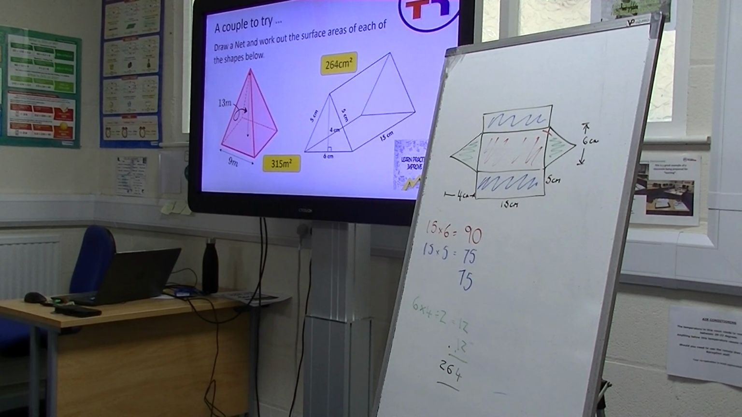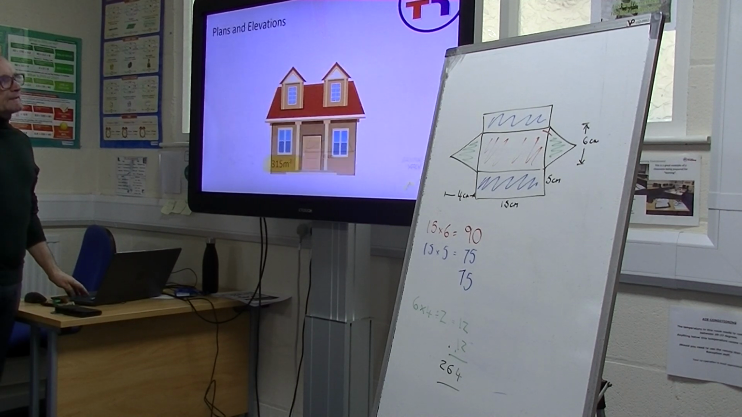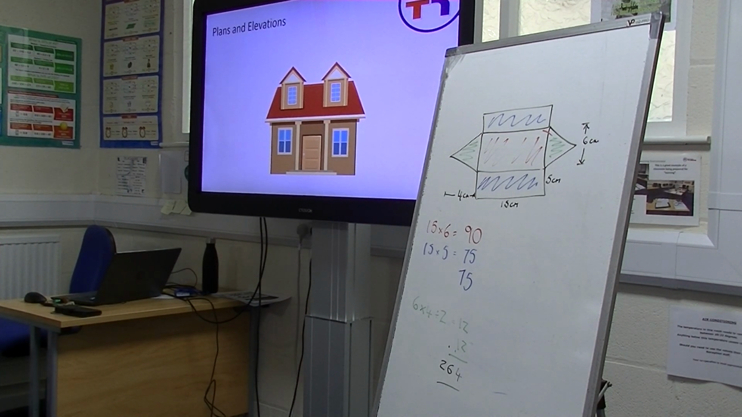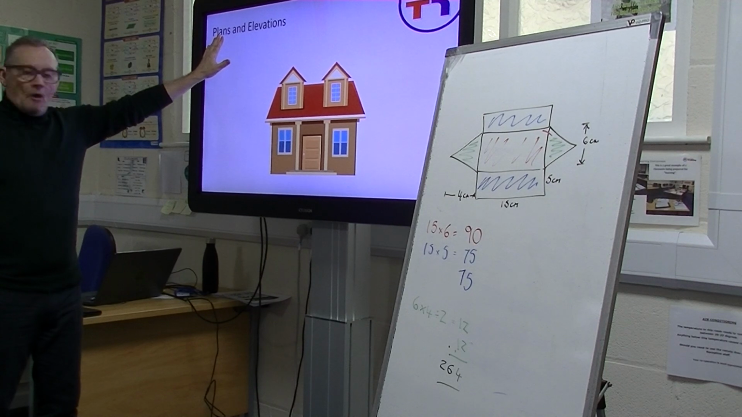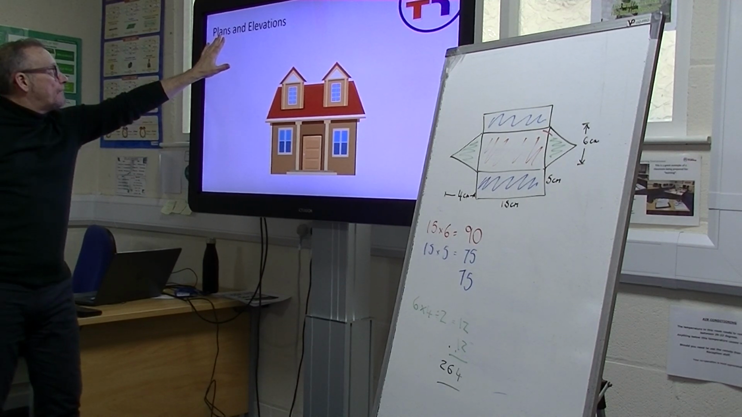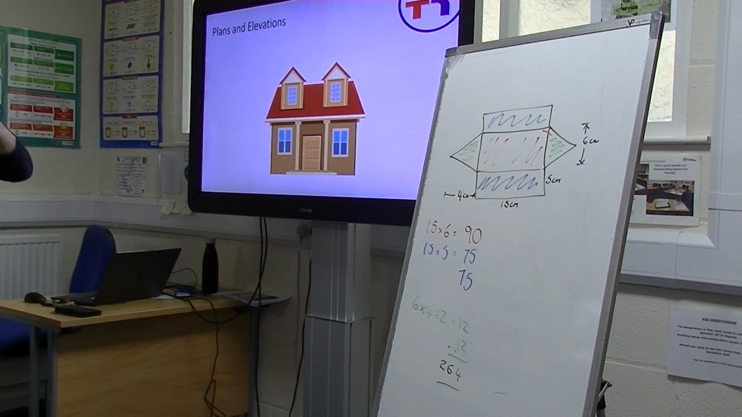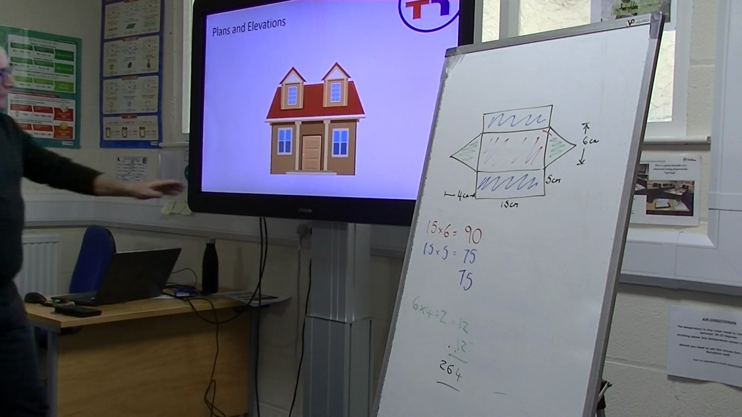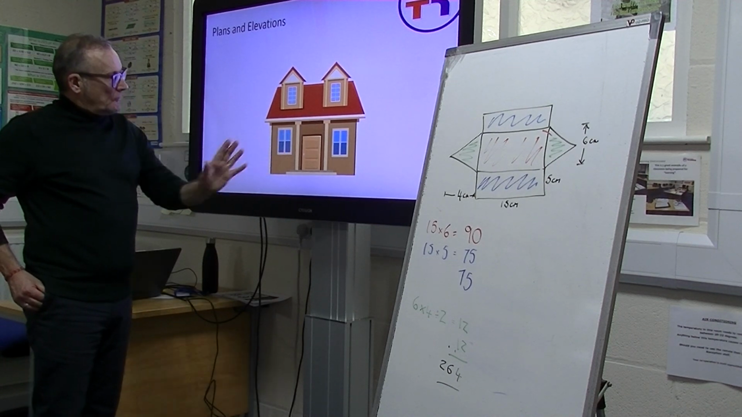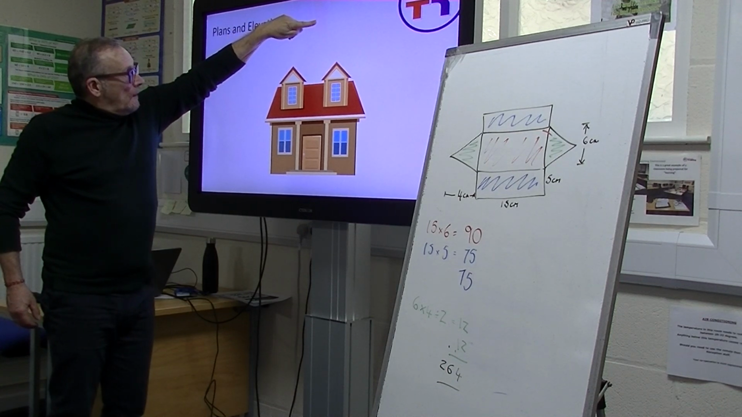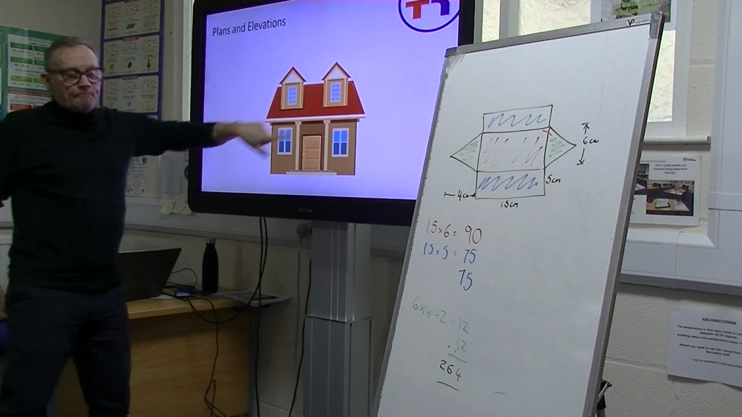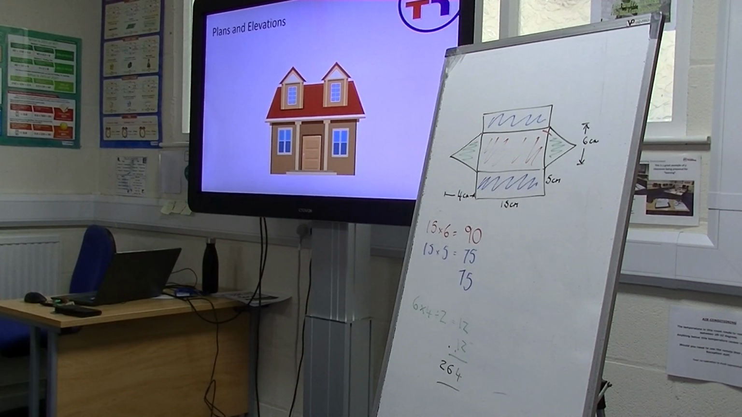The other thing we need to look at, and it's all to do with shapes and this kind of topic that we're talking about now, are what's called plans and elevations. Okay? And a lot of people get a bit mixed up about plans and elevations. Plans are when you look down on something from above. Elevations is when you stood in front of something and you look at it. So if we are stood looking at the front of this house, we're looking at the front elevation. If we were flying over it in an aeroplane and we were looking down on it, we would see the plan. Okay?